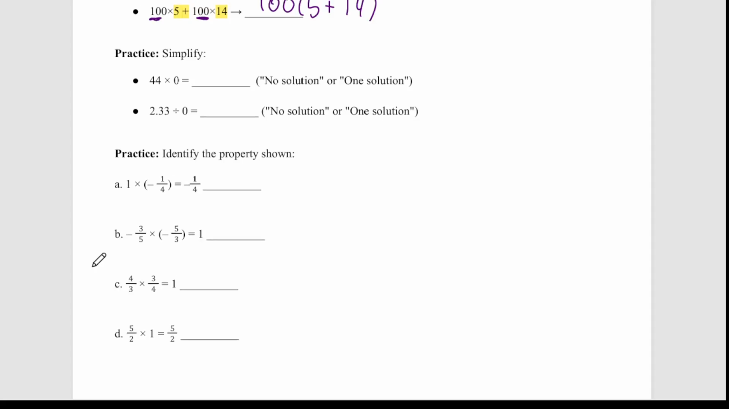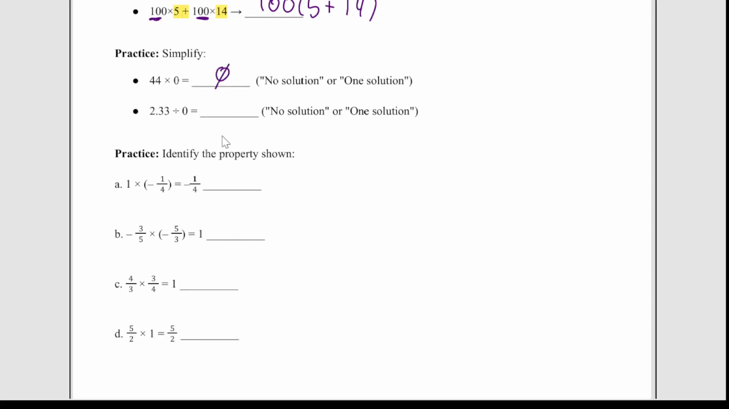For these last sets of practice problems, I'm again going to encourage that you pause your video and try these yourself before I go through them. So here, anything times 0 is simply 0. However, dividing by 0 is undefined.